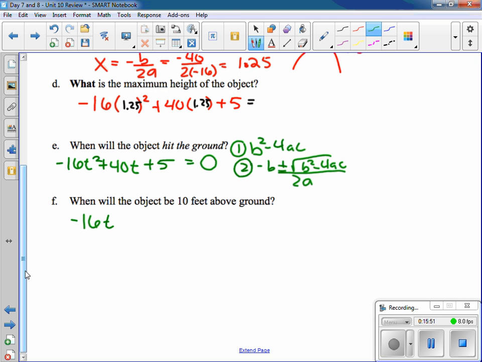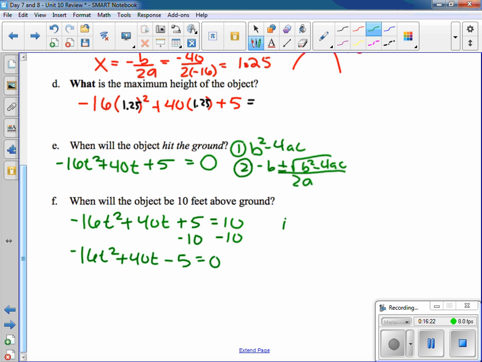We would set our equation equal to 10, but then we'd have to move the 10 over. So it has to be equal to 0 before we do the quadratic formula. So you get negative 16t squared plus 40t. And if I put 10 instead of 0 and I minus it over, I get a minus 5. And then you would do the quadratic formula. So it looks like this instead of blinking. You'd set it equal to 10, and then you'd minus the 10 over. So you get negative 16t squared plus 40t minus 5 equals 0. And then you do the same step. b squared minus 4ac, and then you plug it into the quadratic formula.